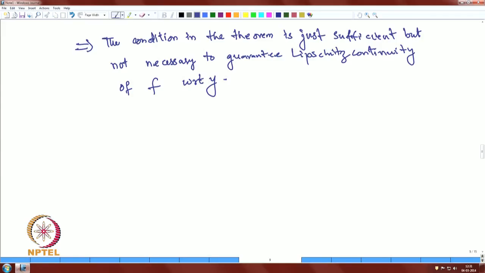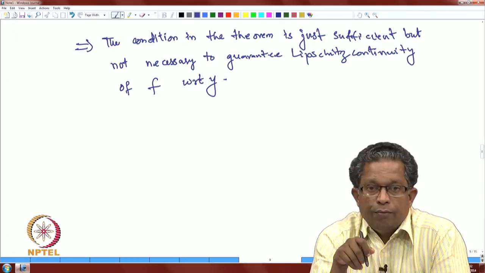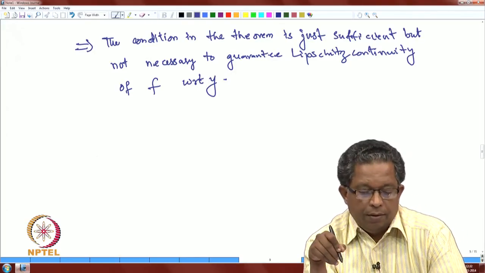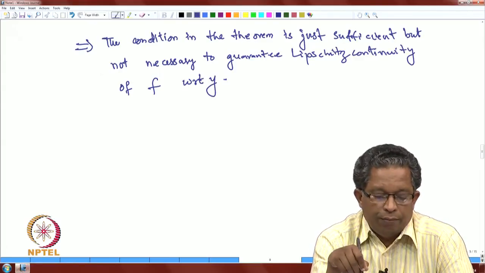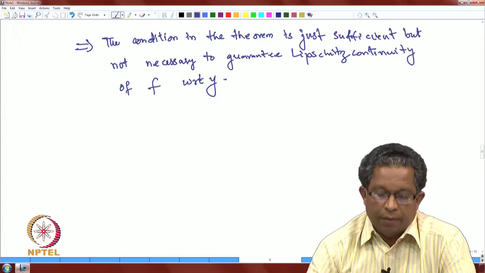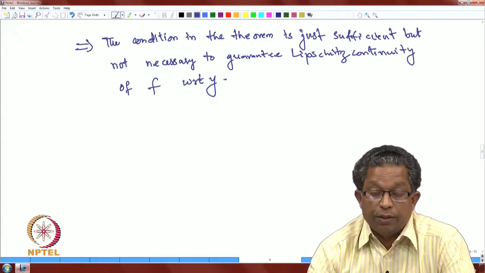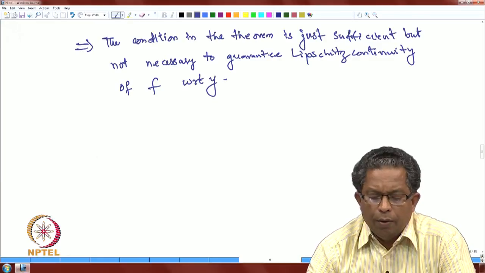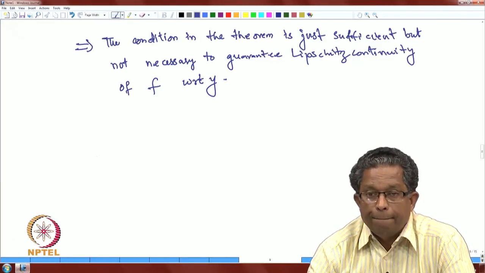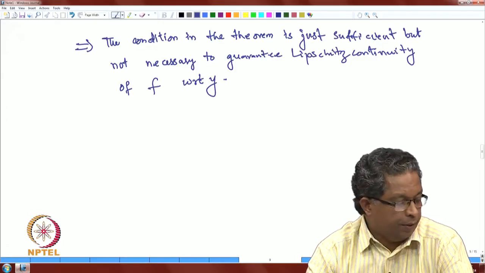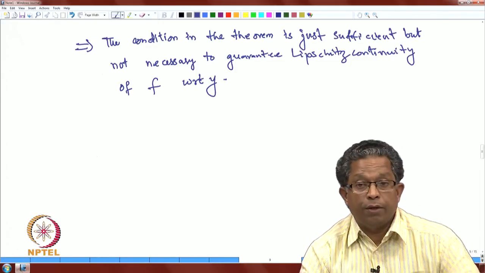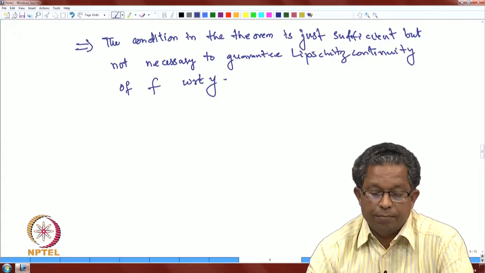So therefore, for a given differential equation, we can check the continuity of f with respect to x and y, and also check the Lipschitz continuity of f with respect to y, to address the question of existence, uniqueness and the continuous dependence of the solution with respect to the initial condition. And also note that Lipschitz continuity is a stronger notion than continuity. Any Lipschitz continuous function is continuous, but weaker than differentiability.